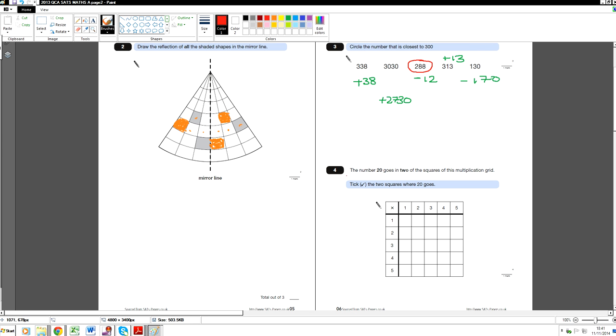Okay, question number 4. The number 20 goes in 2 of the squares of this multiplication grid. Tick the 2 squares where 20 goes. Okay, Zainab, you want to give me another answer today? Go on. 4 times 5, where's that go? 4 times 5 goes where? Here? 4 times by 5 goes there, and what's the answer? Tick.